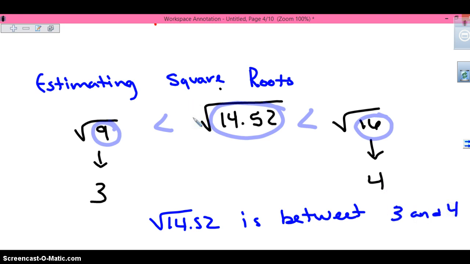Can you check the exact square root in your calculator? And what does it give you? 3.8105117777, and it continues. It's not a perfect square. So is the square root between 3 and 4? Yes.